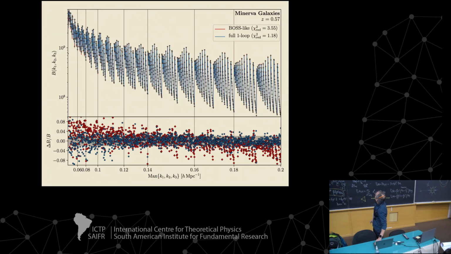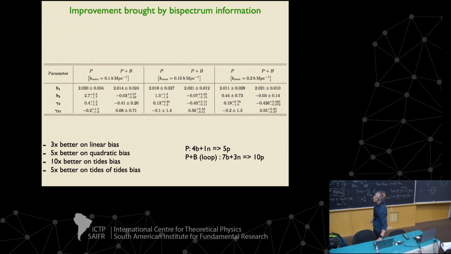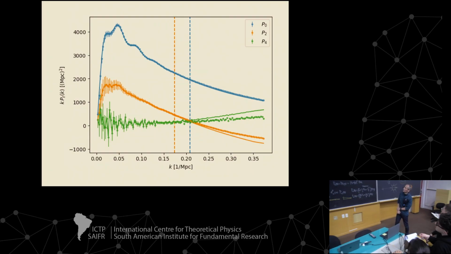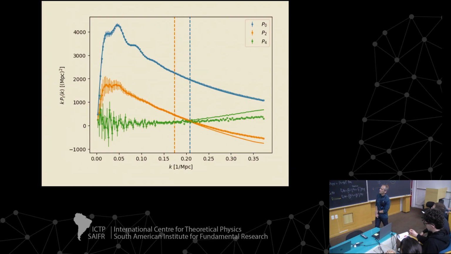Okay, this is a similar thing showing the chi-squares and so on. Since it's already time up, let me now go to redshift distortions. This is now showing the three multipoles: P0, L equals 0, L equals 2, L equals 4, okay?